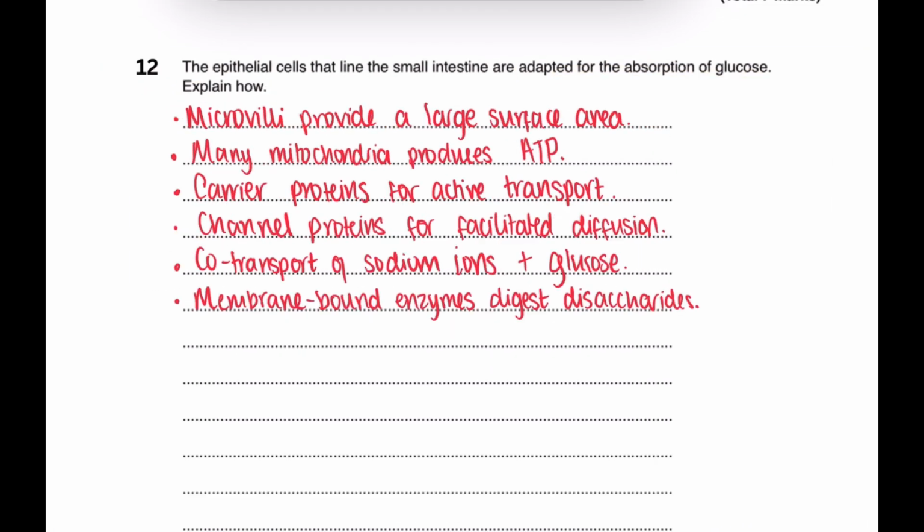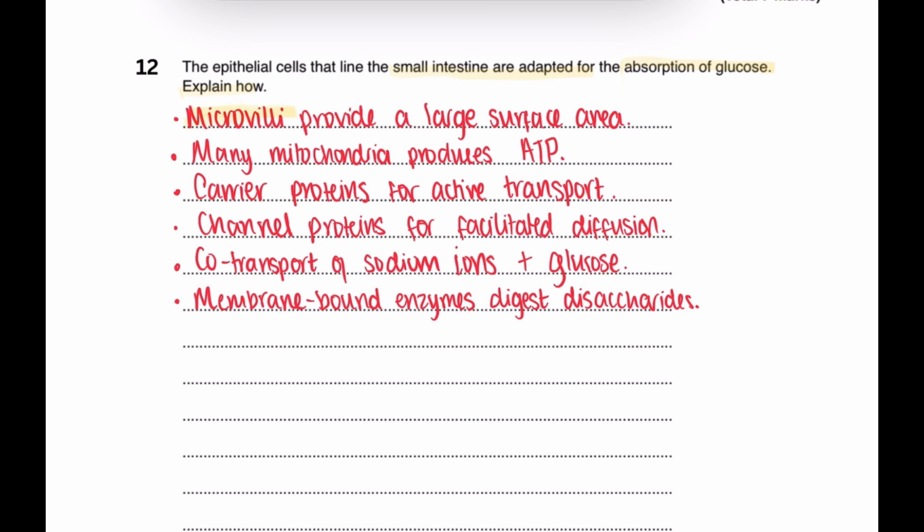Question 12. The epithelial cells in the lining of the small intestine are adapted to the absorption of glucose. Explain how. So first, when we say adapted, we talk about features. We talk about the most simple things, which are cell structures and features. That's the first thing we are going to do, and then we talk more about its function.